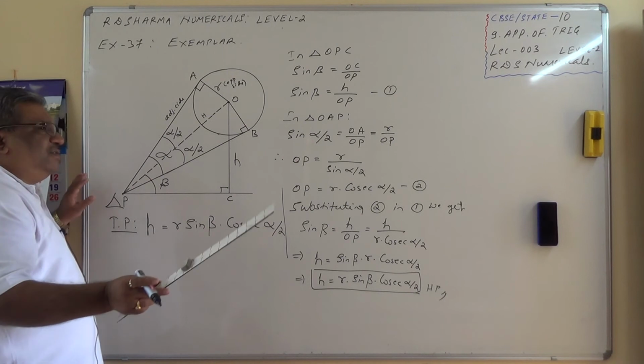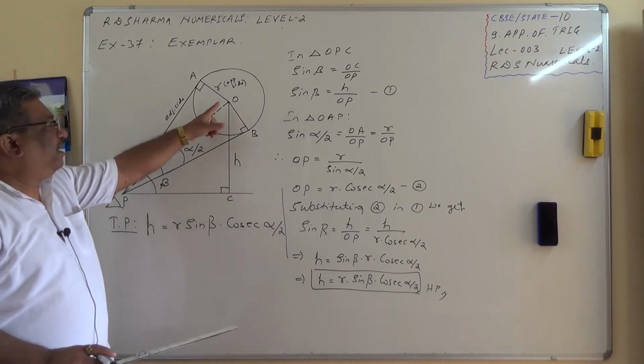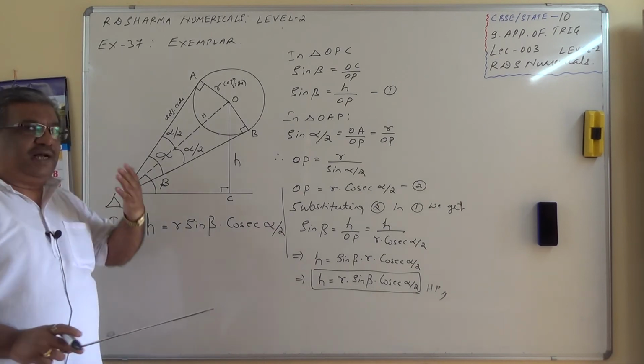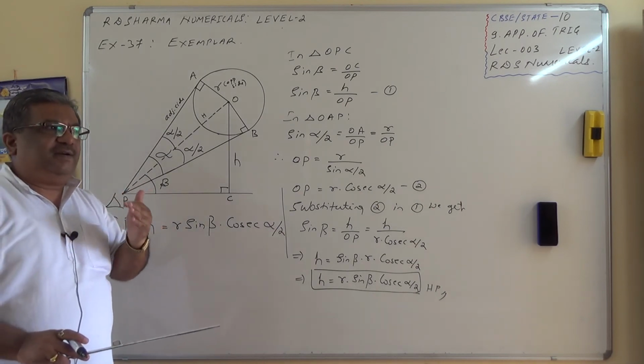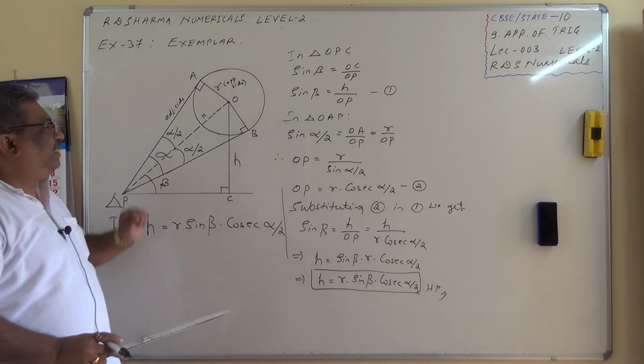It is very confusing. Now also you are getting confused. You are not understanding, in triangle OAP, which is the hypotenuse, which is the adjacent, and which is the opposite side. You are getting confused, I know that. And therefore once again I will explain.